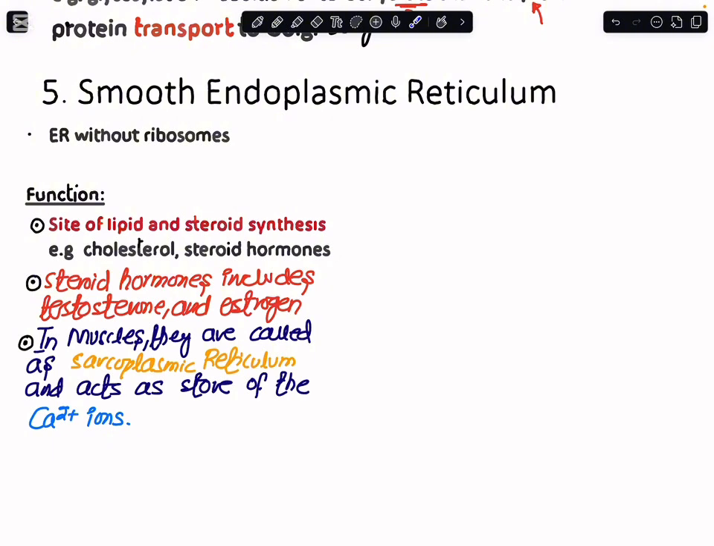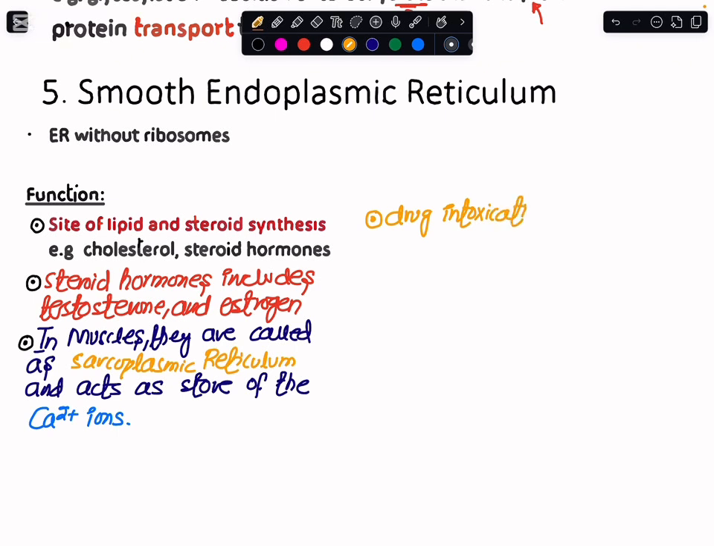Another important feature of the smooth endoplasmic reticulum I am talking about is that it also has a role in drug detoxification. Whatever drugs we take in daily life produce some toxic metabolites, and these are detoxified within the smooth endoplasmic reticulum.